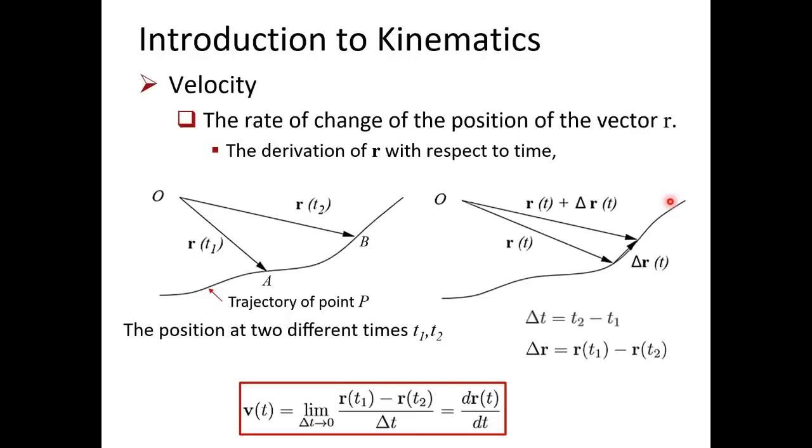Accordingly, we define the velocity as the change of position divided by the time, and that is dr over dt. So dr over dt gives you the velocity of the particle at this particular point. And of course, in well-known notation, we could say v equals r dot.